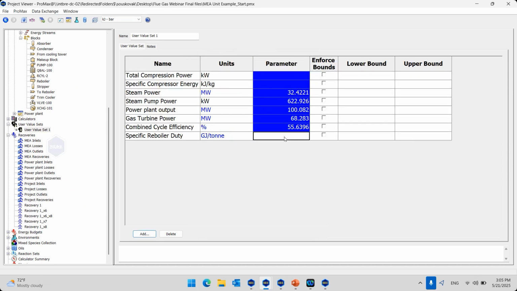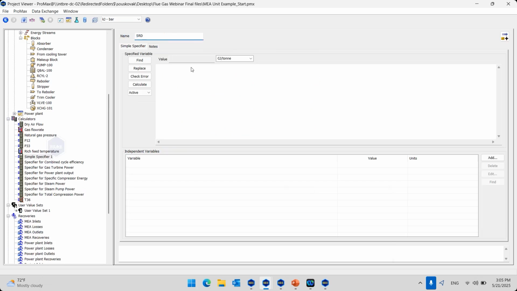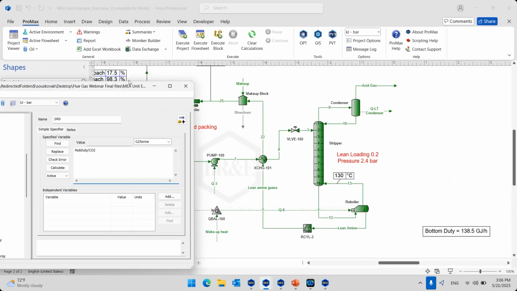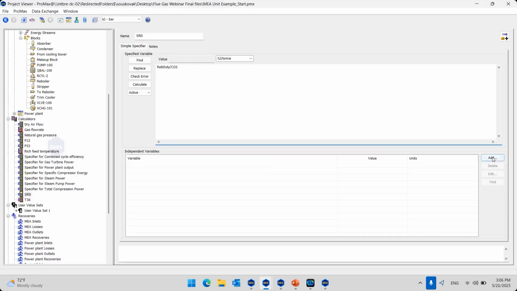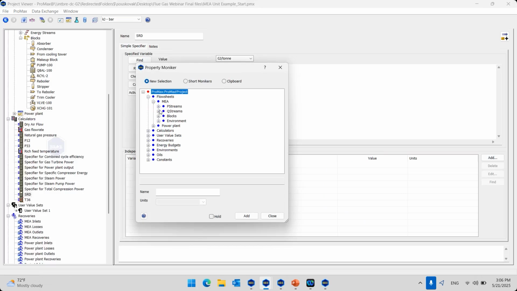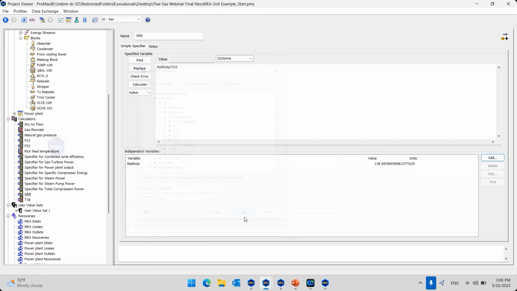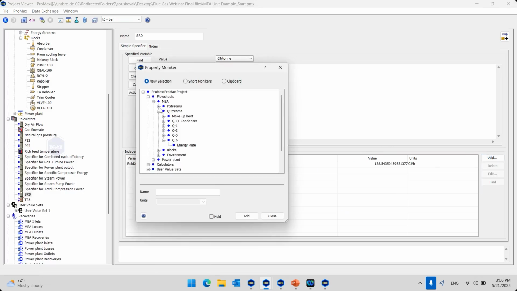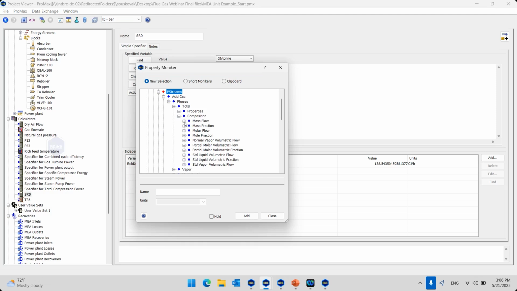And now I'm going to have it calculated. So I will right click and I will create simple specifier. So this will be my SRD. And it will just be a ratio of reboiler duty divided by CO2. Now I'm going to quickly define what reb duty is and what CO2 is. So reb duty is my Q6 energy stream. And I want to do it in gigajoule per hour. And then I want to define what CO2 is, which is acid gas total composition mass flow CO2.